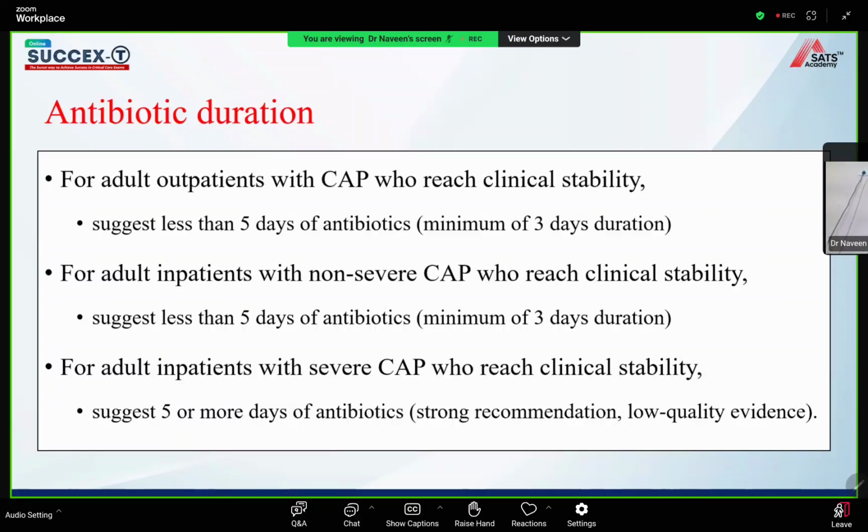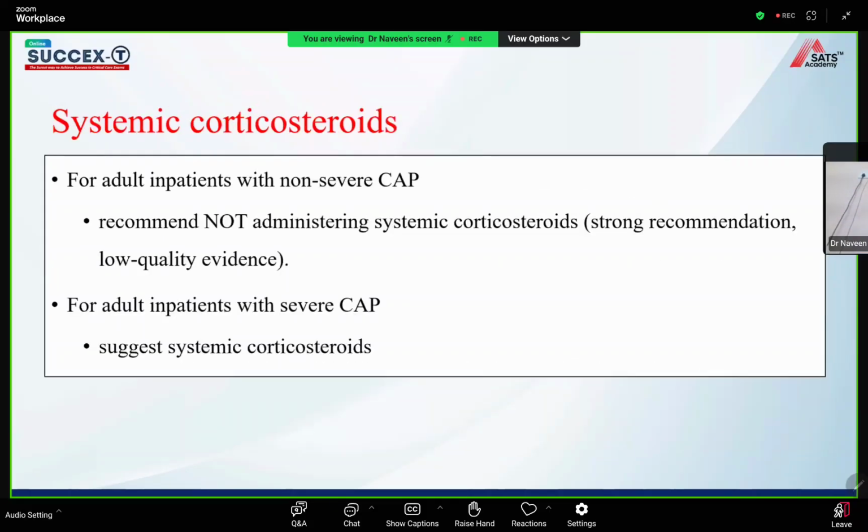And what about the duration of antibiotic therapy? If it is an inpatient with either severe or non-severe CAP, it should not be less than 5 days. That was the 2019 guidelines. But in the 2025 guidelines, what it insists on is that if it is severe CAP, it should not be less than 5 days, whereas in non-severe CAP, even if it is an inpatient, you can target a shorter duration of antibiotic course. For outpatients, if clinical stability has been attained, the course can be less than 5 days, a minimum of 3 days.